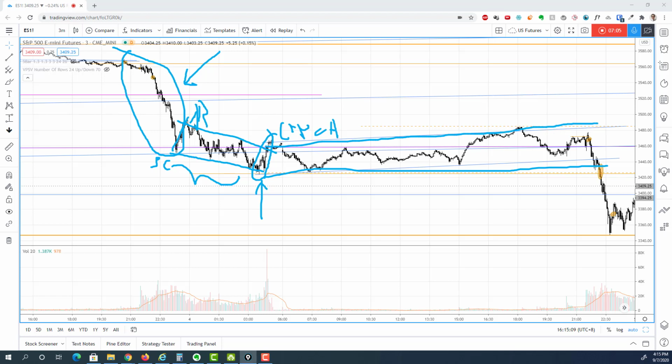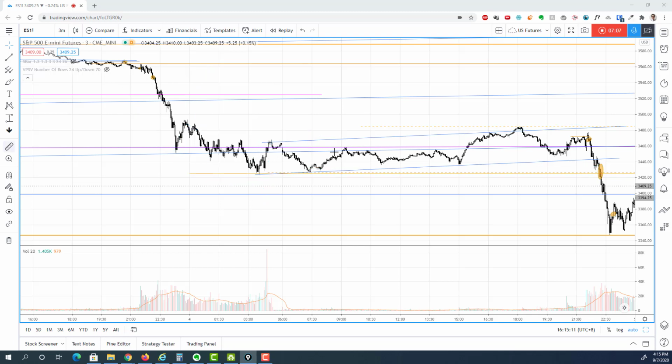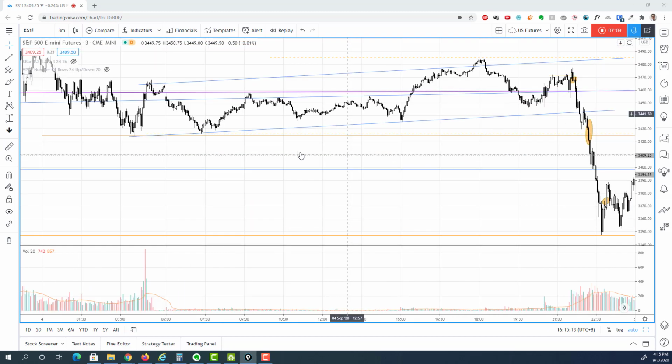Let me zoom in a little bit here to talk about the exact entry. As we can see here, that's the change of character, and subsequently that defines the boundary of the trading range.